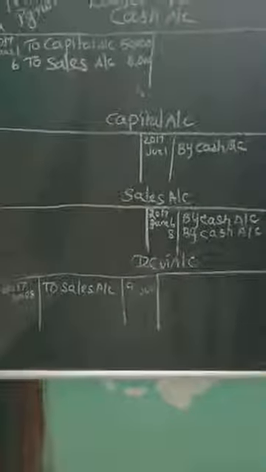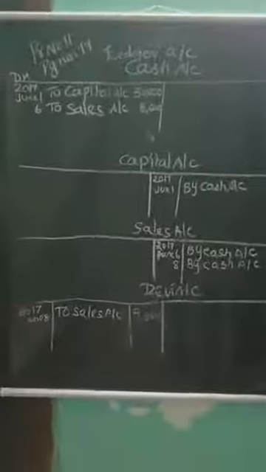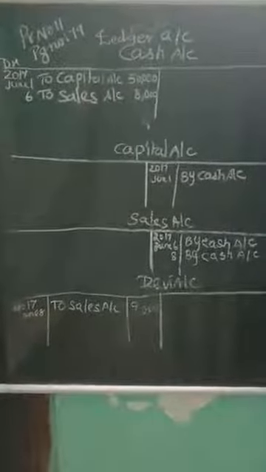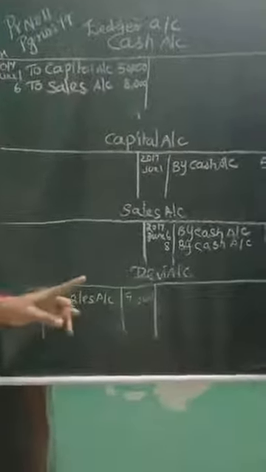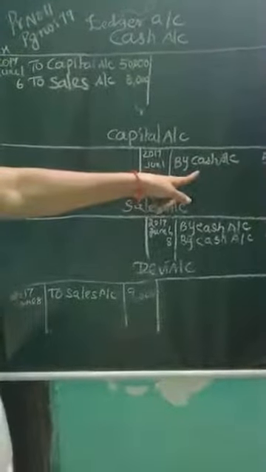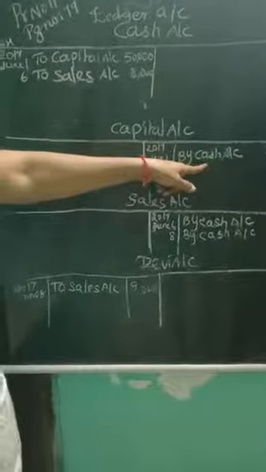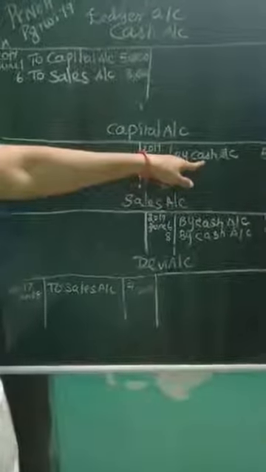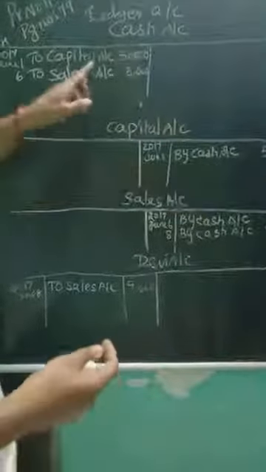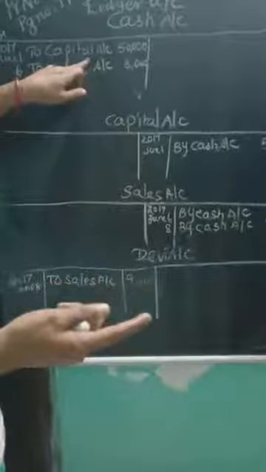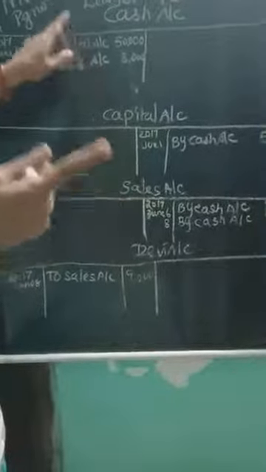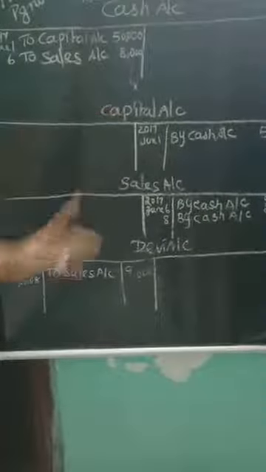2017 June 1. Raja commenced business with cash rupees 50,000. What is the journal for that? Cash account debit to capital account. So I have posted the ledger, direct ledger. In the cash account we want to credit because we have debited in the journal entry. In the capital account we want to give debit because we have credited in the journal entry. The first entry was over.